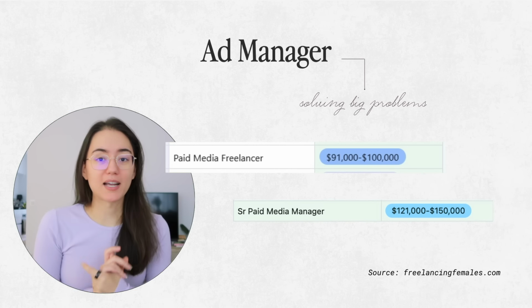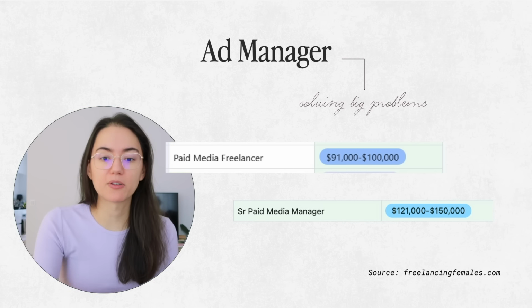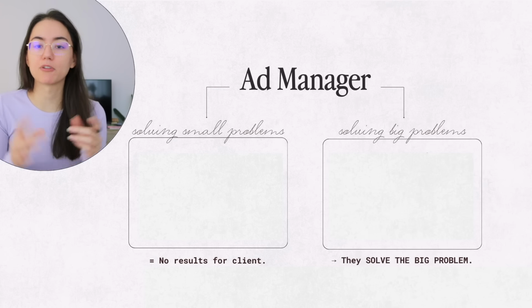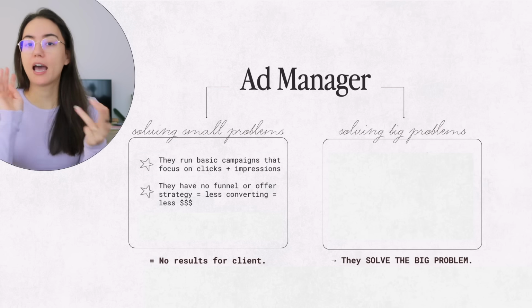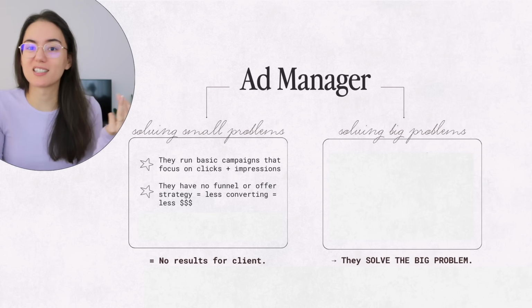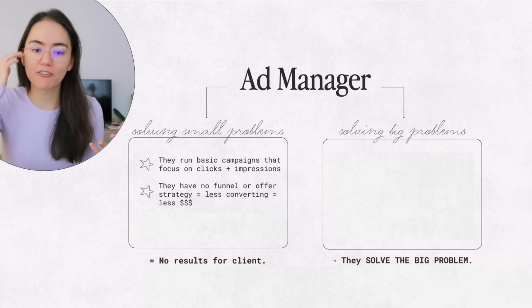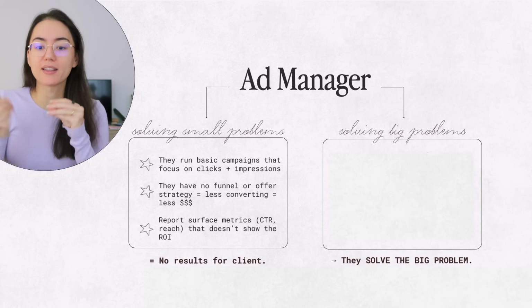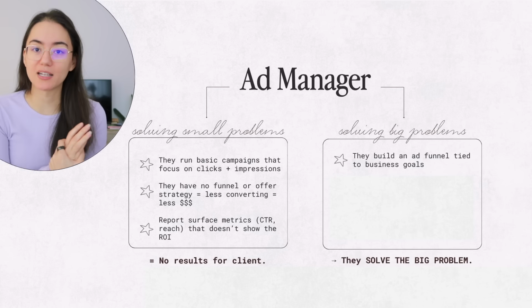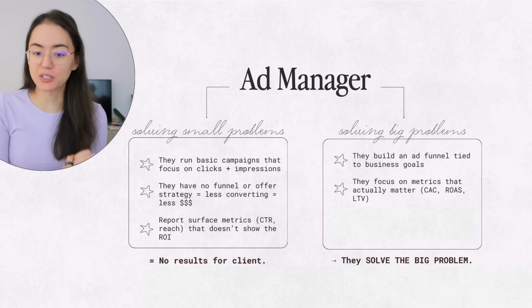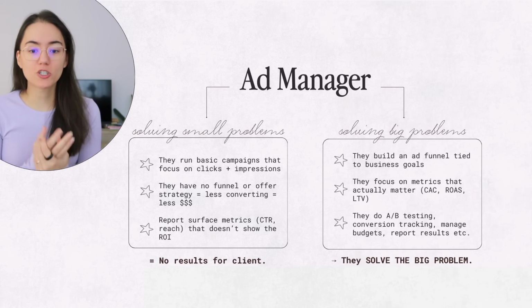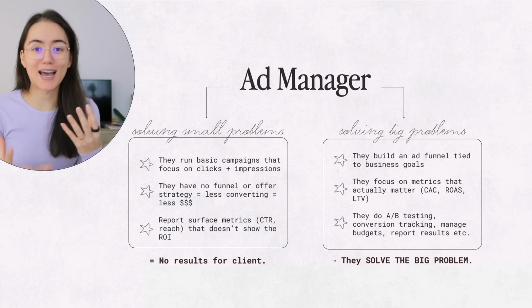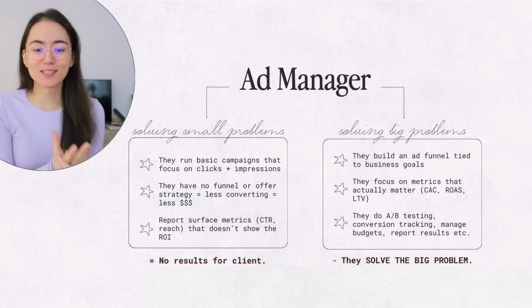So that's an example. Another example, if you want to be an ads manager, they can be paid very, very well if they do it in the right way, right? So you could solve small problems like run basic campaigns that focus on clicks and impressions, have no real funnel or offer strategy, which means it doesn't really convert, but I mean, you are running the ads, and you're not super fussed about what's going on afterwards. You are reporting on surface metrics that don't really show the ROI. Or you could do it in a way that does solve the big problem. You could build an ad funnel actually tied to business goals. You're focused on metrics that actually matter. Maybe you do proper A/B testing, conversion tracking. You are up to date on what's going on with these ad platforms and the algorithm because they're changing how their ad system works all the time.